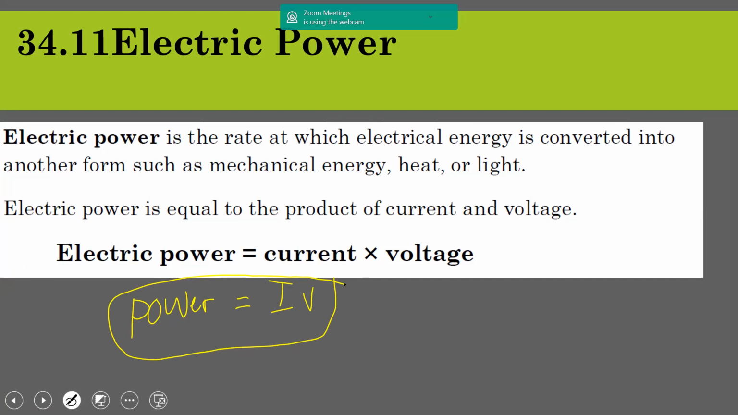We said before that the resistance R could be V over I, or I times R is V, or V over R is I. These are the formulas for the resistance. So V over I is the resistance, but I times V is the power.